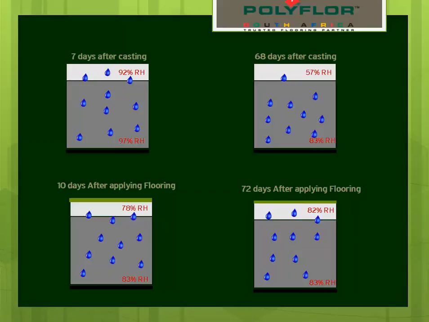10 days after the flooring was fitted, the moisture near the top of the slab had risen to 78% RH, and at 40% it was 83% RH. 72 days after the flooring was fitted, the moisture in the slab had balanced, and the RH at the top and the bottom of the slab had both reached around 82%.